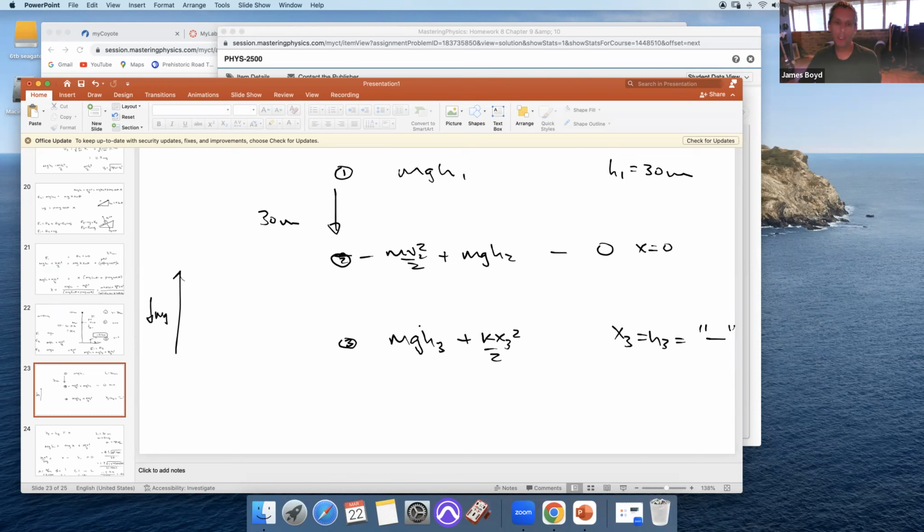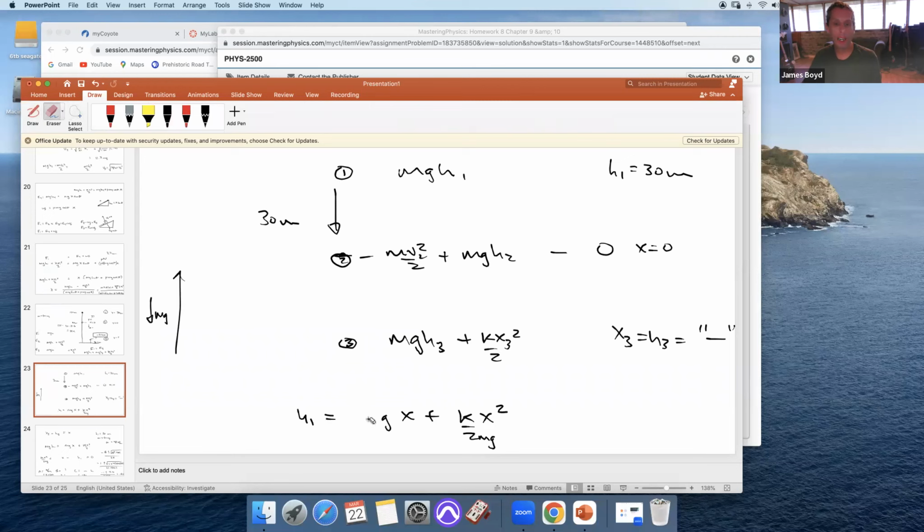And by setting these two things equal, mgh1 is equal to mgx plus k over 2 x squared. I can solve this for x using a quadratic. To make my life simpler, I can divide through by mg, and then it becomes a quadratic that is k over 2mg times my x squared plus 1 times my x minus h1. This is my A, this is my B, this is my C.